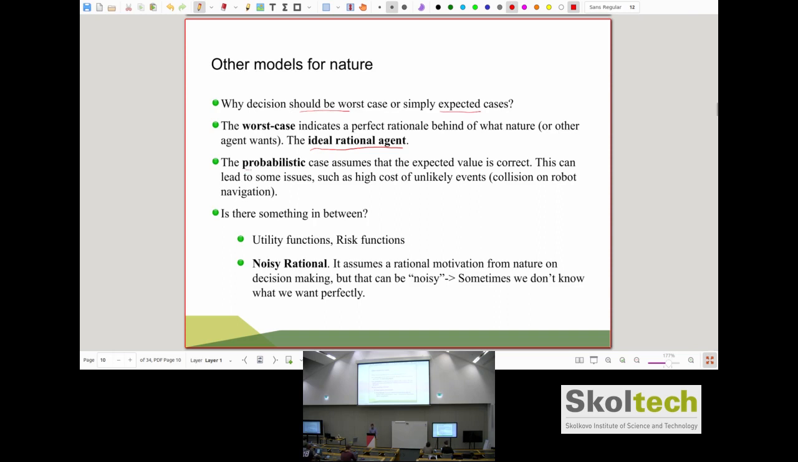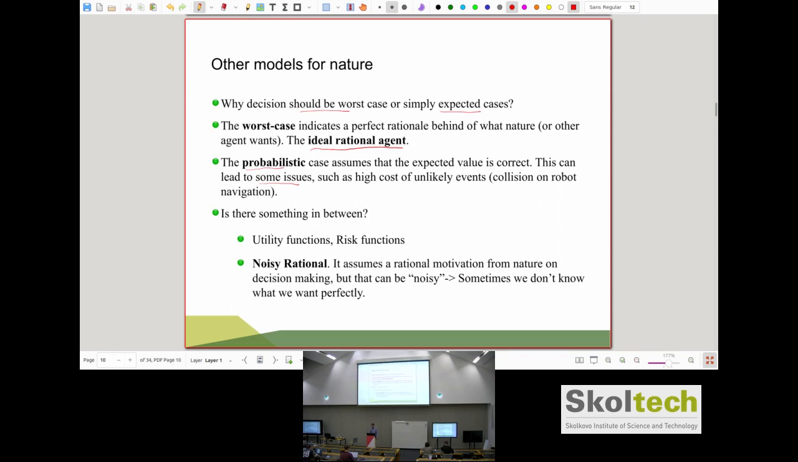The probabilistic case assumes that the expected value is correct. So again, this is a strong assumption, and this could lead to some issues. For instance, you could have a high cost on unlikely events, like collisions on robots. This kind of thing sometimes might give you a correct idea on average, but still you might collide with obstacles, because things are very unlikely but still have a high cost. So sometimes averages are tricky.